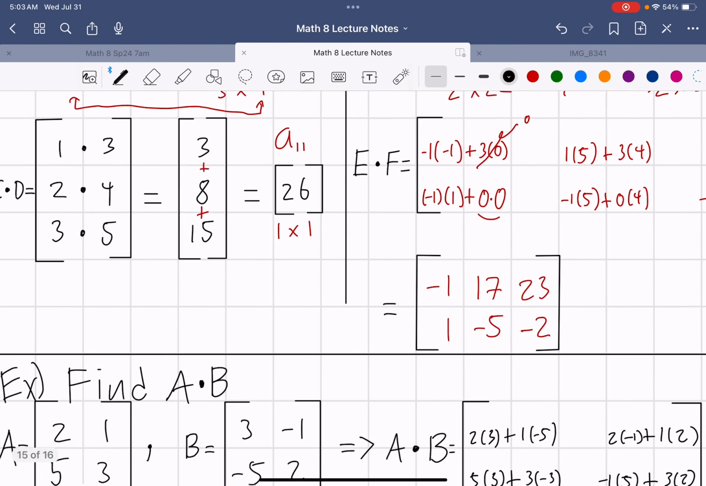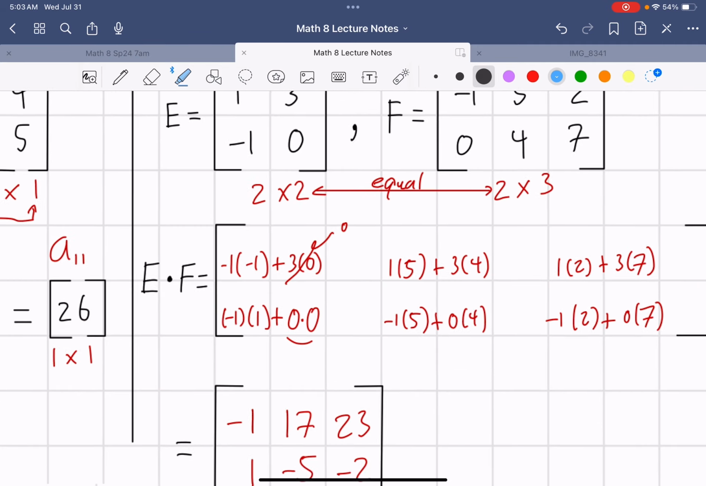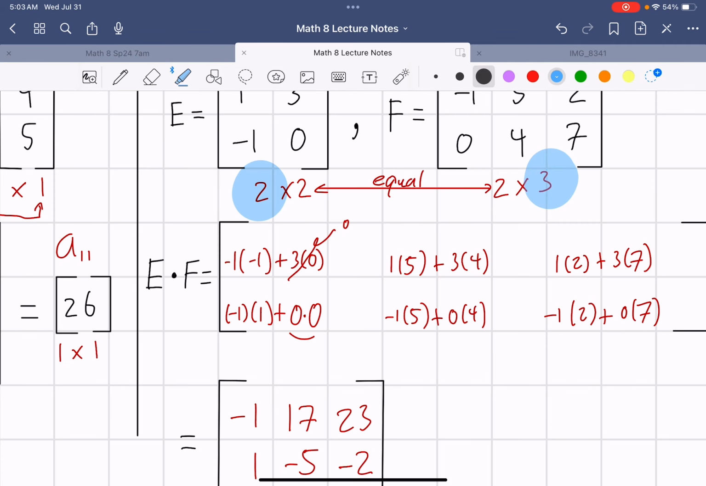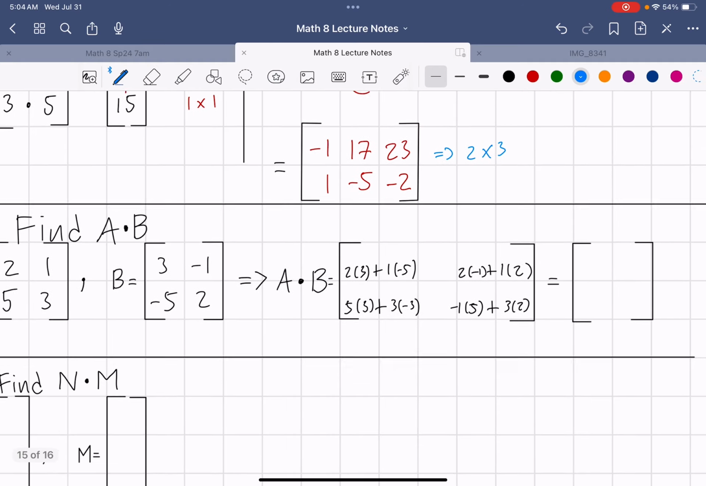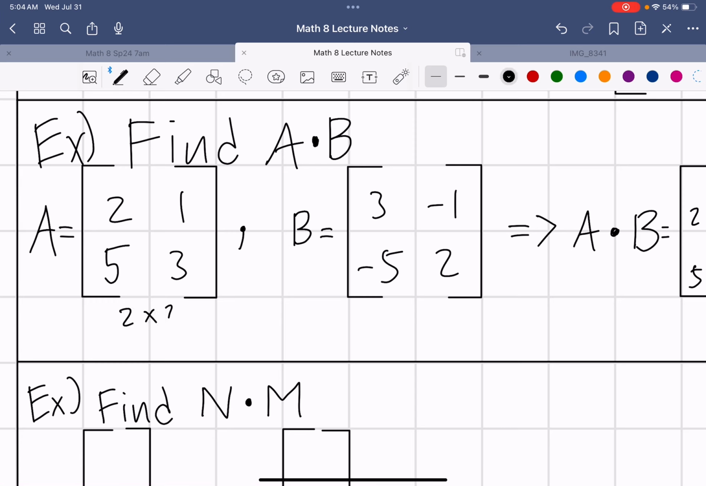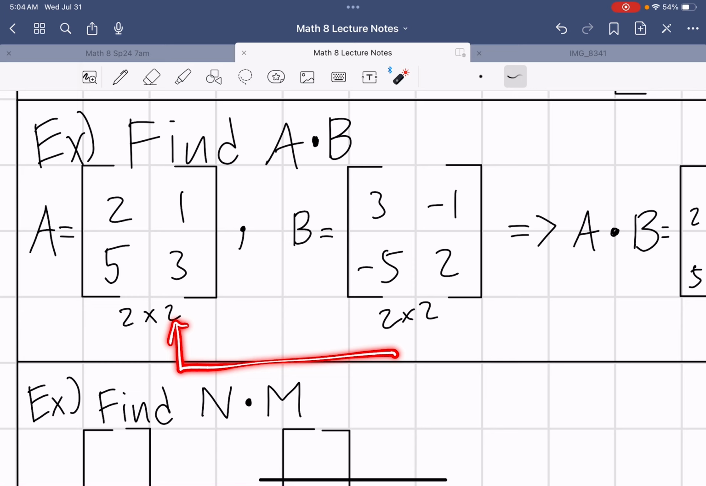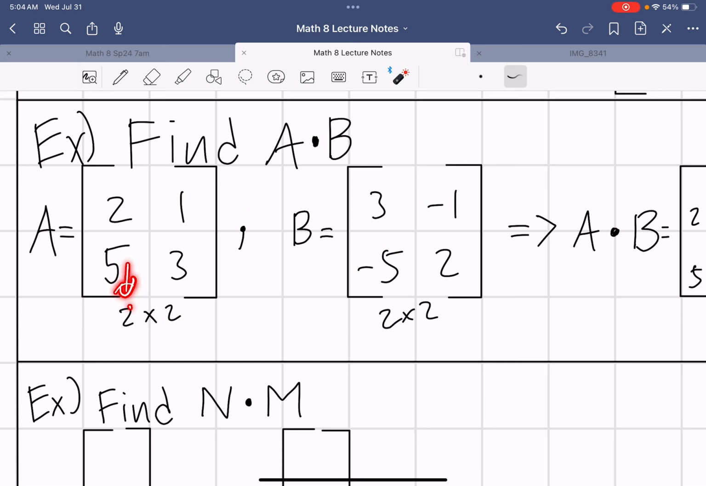Something I forgot to illustrate even on this previous one. If you notice, this resulting matrix has to be a 2 by 3, which is exactly what this matrix is. It's a 2 by 3. So here, we didn't check it, but this is a 2 by 2 and a 2 by 2. Hence, they're equal. That means I can multiply A and B, and my resulting matrix should be a 2 by 2 as well.